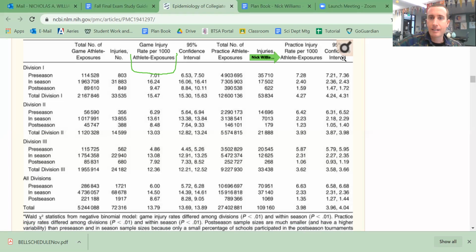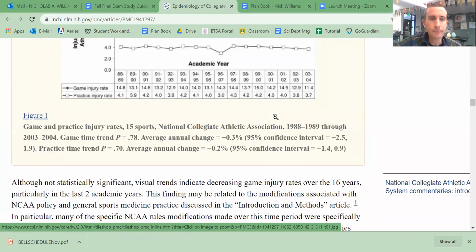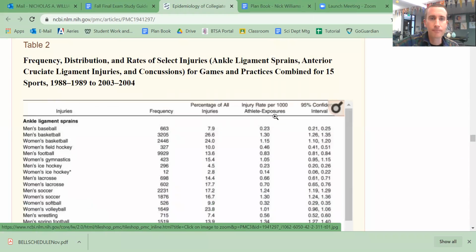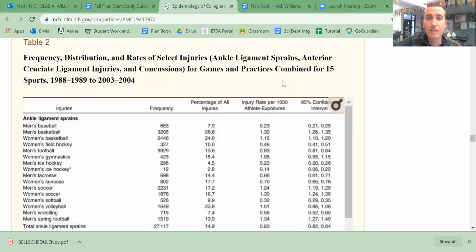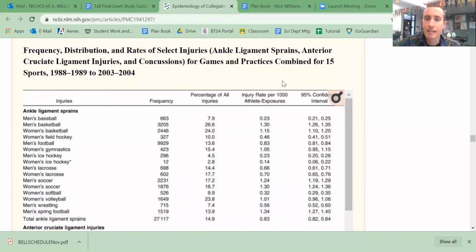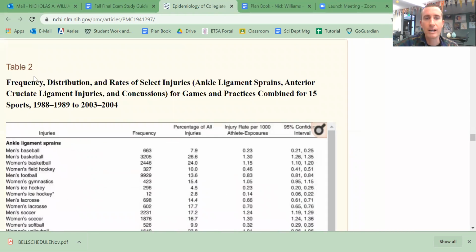So let's scroll down and we'll take a look at table 2. That's figure 1. Let's go all the way down to the table here. So this one's kind of fun. This one is now breaking it down by different sports. And it's looking at a few different types of sports and then different types of injuries. So you'll see up at the top, it has a title. By reading the title, frequency, distribution, and rates of selected injuries, ankle ligament sprains, ACL injuries, and concussions.